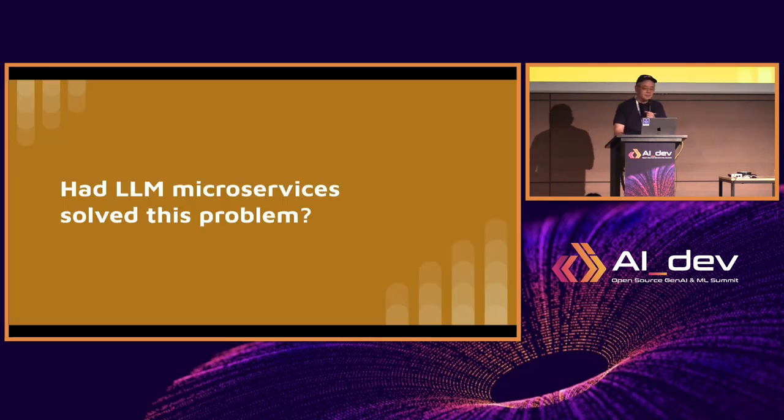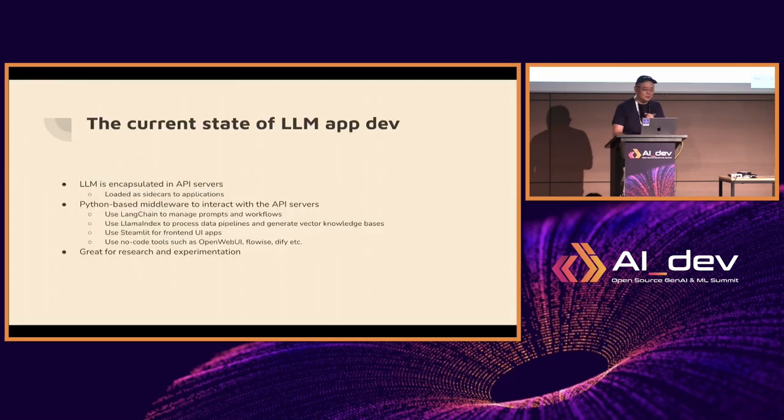So one way to solve this problem is to use what they call large language model microservices, meaning to run a large language model like a microservice. And how does that work? It works like this. The current state of large language model application development, both locally and remotely in the cloud, is that we put the large language model on its own server called the API server.